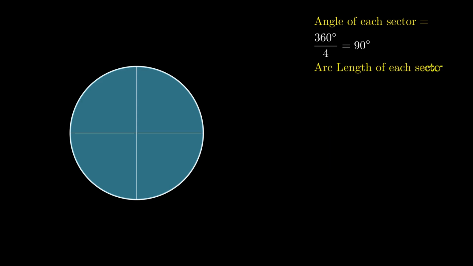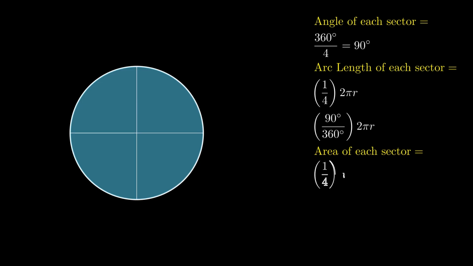Similarly, the arc length of each sector will be 1/4 of the perimeter, that is 1/4 times 2 pi r. Instead of writing 1 by 4, can I write it as 90 degrees over 360 degrees? Yes, I can. Okay. The area of each sector will also be similarly 1/4 the area of the circle, which is 90 over 360 times pi r squared.